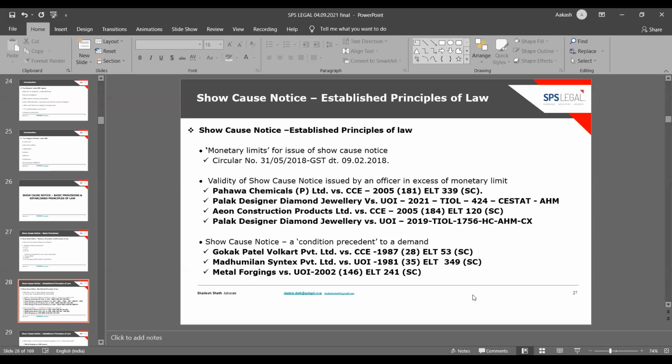These monetary limits are notified by the board. I will not go into the details; these are all available on the CBIC site, and I'm only giving you the reference. The first question that arises here is: if an officer for whom the monetary limit is prescribed, like a superintendent 10 lakhs, or an assistant commissioner or deputy commissioner 50 lakhs, I'm just giving you an example, I'm not going into too much nitty gritty, issues a show cause notice demanding an amount in excess of the monetary limit prescribed for him, will it become invalid? This is the first question we need to understand.